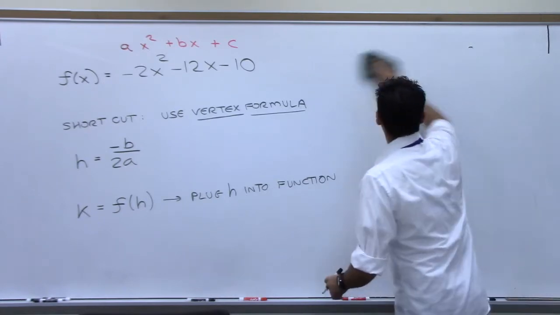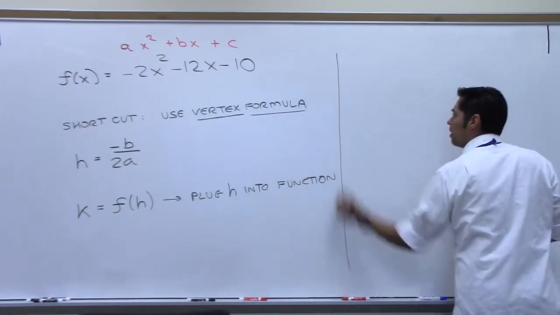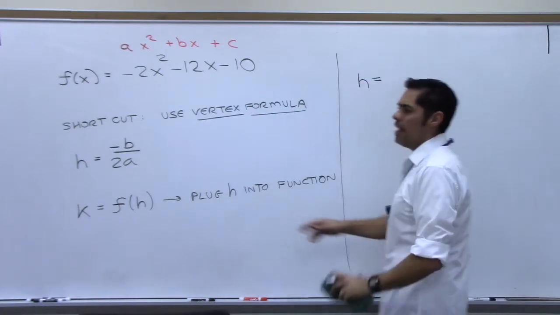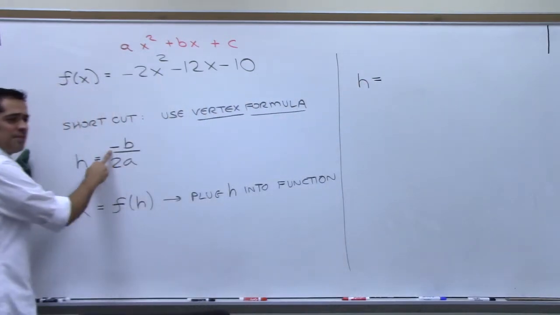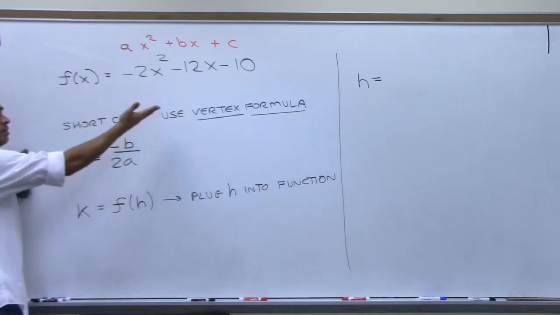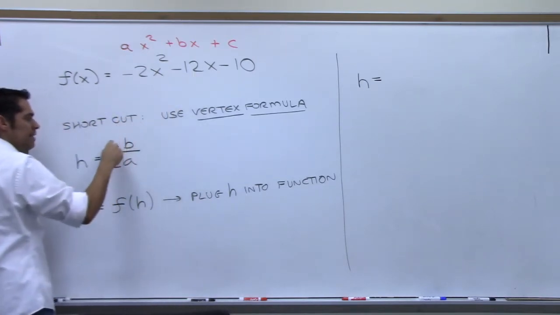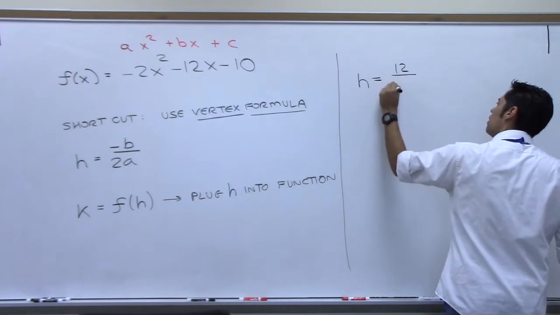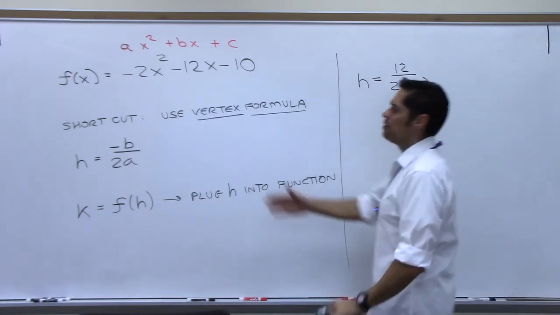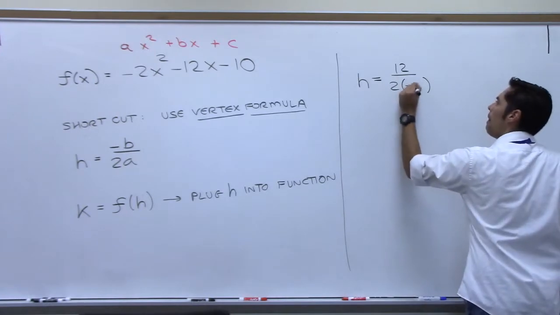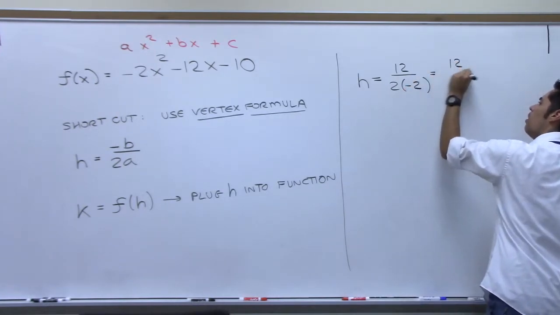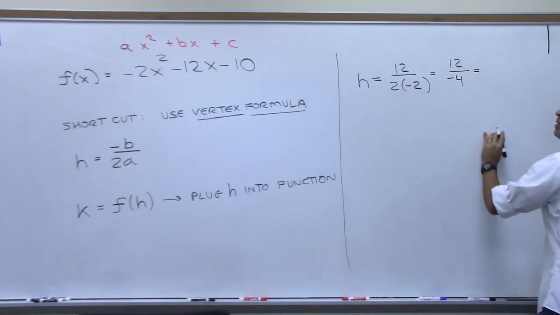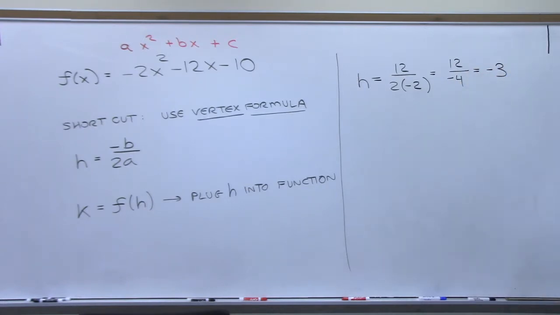All right, so here we go. Let's get h for this particular problem. For this particular problem, h will be negative b, which means the opposite of b, doesn't it? What is b for us? Negative 12. And we want to take negative negative 12, which means 12. So we have positive 12 over 2 times a. What's a for us in this problem? Negative 2. So you get 12 over negative 4, which is negative 3, right? Negative 3. You with me? Okay.